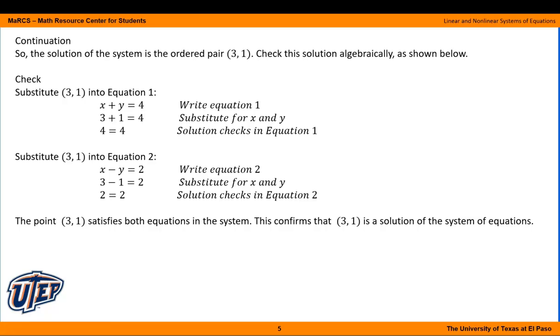Now we are ready to find y. Substitute x is equal to 3 into y is equal to 4 minus x. This gives us y is equal to 1. Therefore, the solution is (3, 1). Whenever possible, verify the solution. Substituting x is equal to 3 and y is equal to 1 into the first equation gives 3 plus 1 is equal to 4, which is true. And substituting into the second equation gives 3 minus 1 is equal to 2, which is also true. Since both equations are satisfied, the ordered pair (3, 1) is the solution to the system.